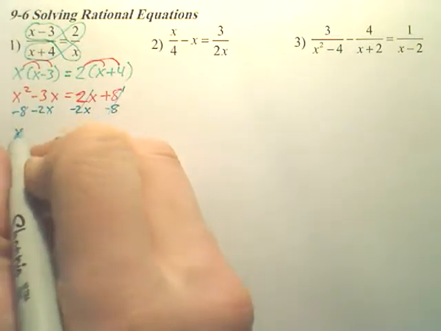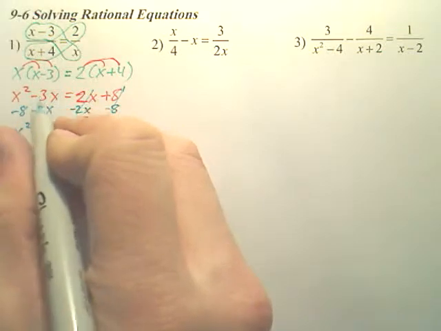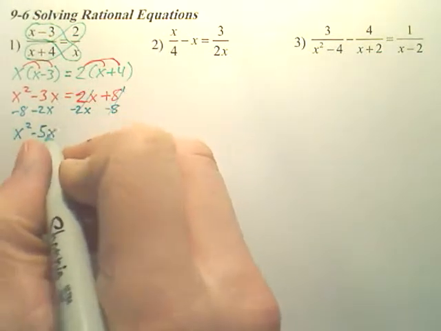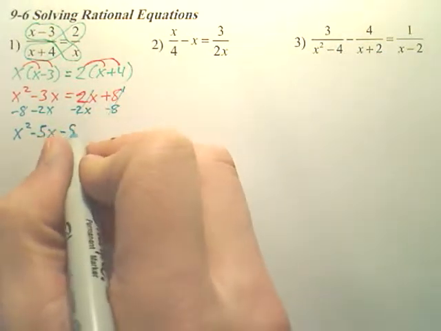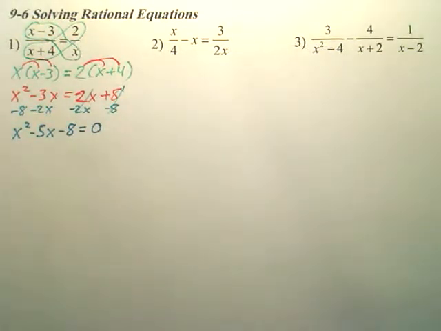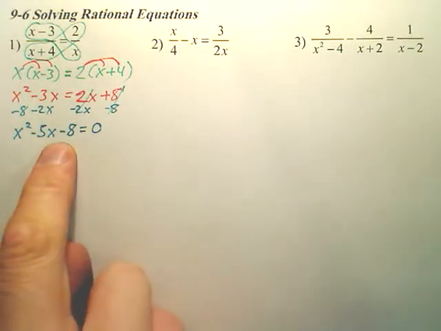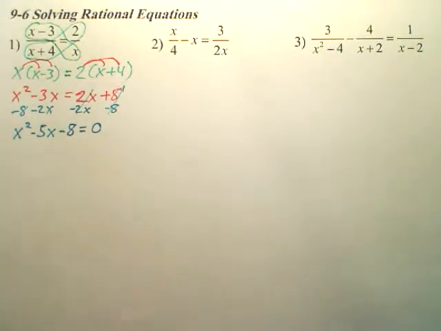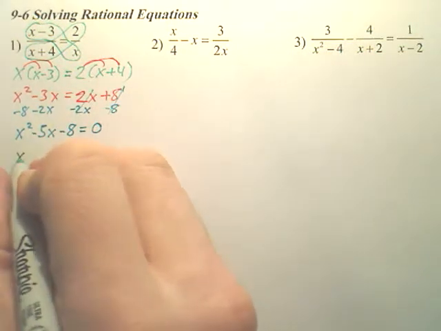That ends up giving me x squared, negative 3 and negative 2 is negative 5x, minus 8 equals 0. Looking at that, can this factor? No. So we're going to have to do the quadratic formula.